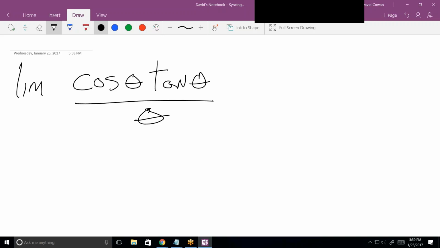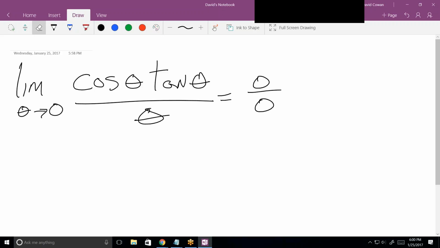Yeah, I do know some of these. This has got to be as theta goes to 0. So the first thing you know is tangent of 0 is 0. So I do have 0 over 0, even though the cosine of 0 is 1. So I got to do something with it, because immediately on substitution I get that. And what can I do?